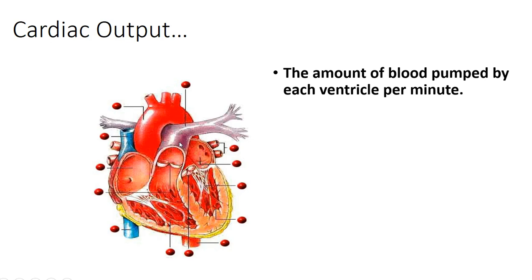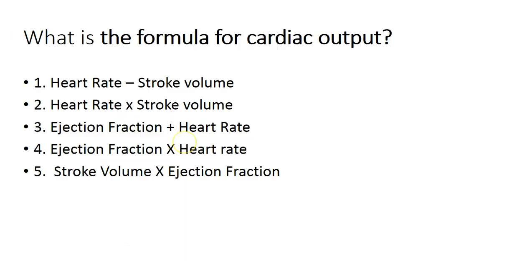Another value for heart volumes is cardiac output, and this is the amount of blood pumped by each ventricle per minute. So stroke volume is how much comes out per beat. Cardiac output is how much comes out per minute. It's a good indication of heart strength. Aerobically trained athletes, your marathon runners, athletes that do a lot of aerobic exercise, will have strong cardiac outputs.